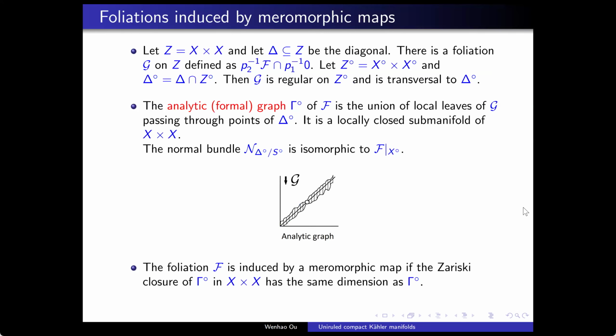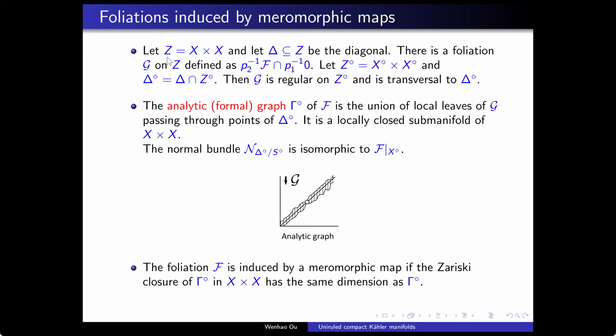So we are now interested in how to characterize a foliation which is induced by a meromorphic map, or algebraically integrable. This consideration is quite classic, and at least it can date back to 2001 in papers of Bost and Bogomolov-McQuillan.